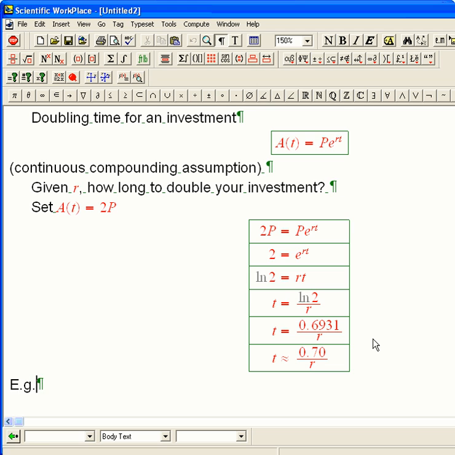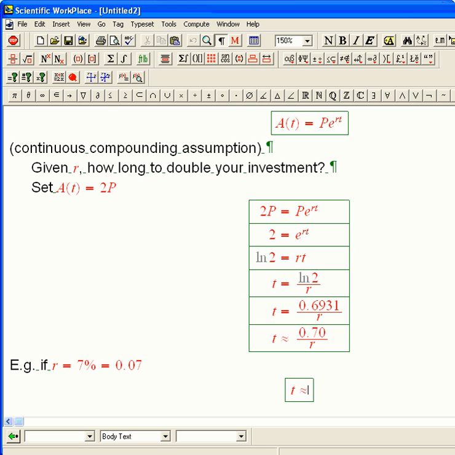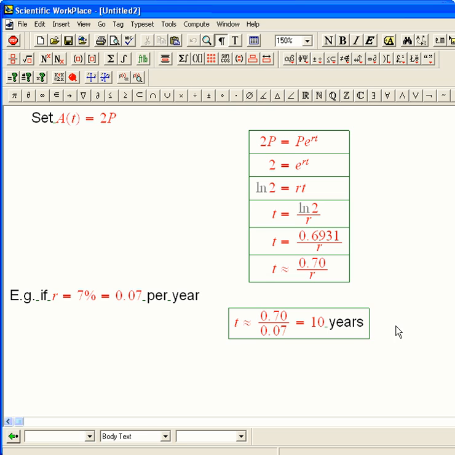And so, for example, if r equals 7%, which is really 0.07, then t is going to be approximately 0.70 over 0.07, which is 10 years. If that was an annual interest rate, let's say, 7% per year. Okay, so the way finance people usually state this is express r just in percent. Don't convert it to its actual numerical form. And the claim is, if I divide 70 by 7, I get the same answer.